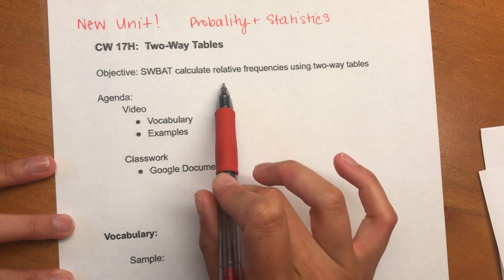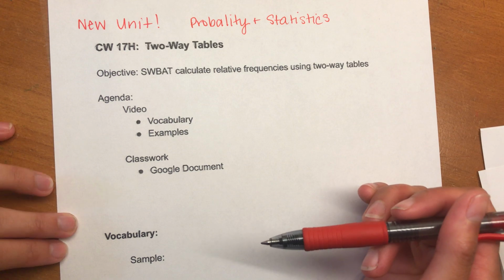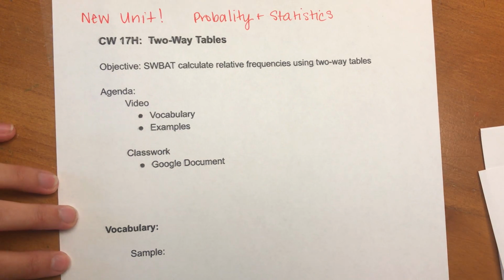So we're going to go over what our relative frequency is, some other vocabulary, and then we're going to start with one-way tables and work up to two-way tables. Okay? So I'll explain all that in a second. Let's start with some quick vocabulary.